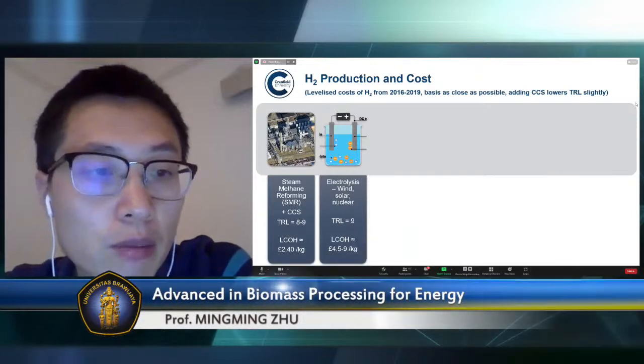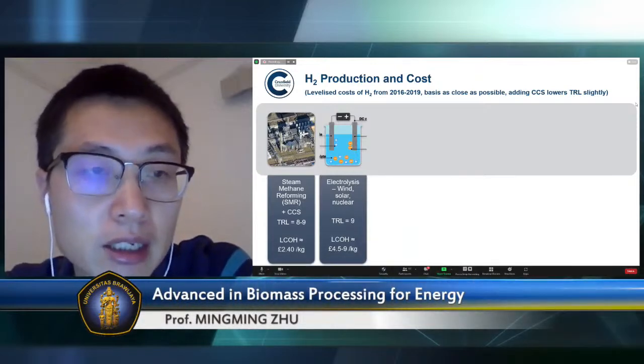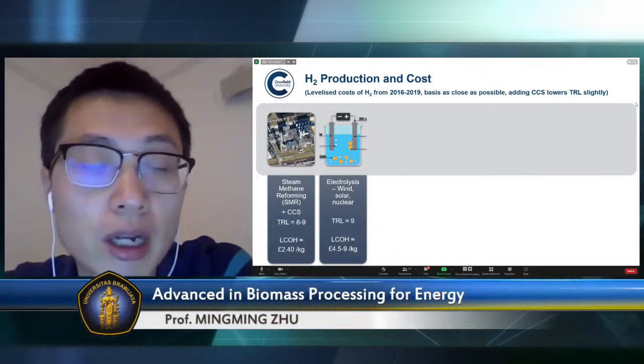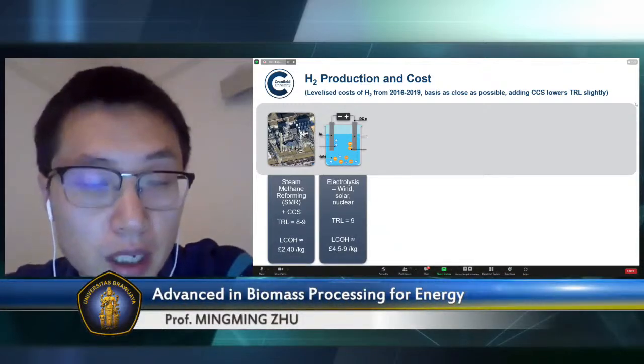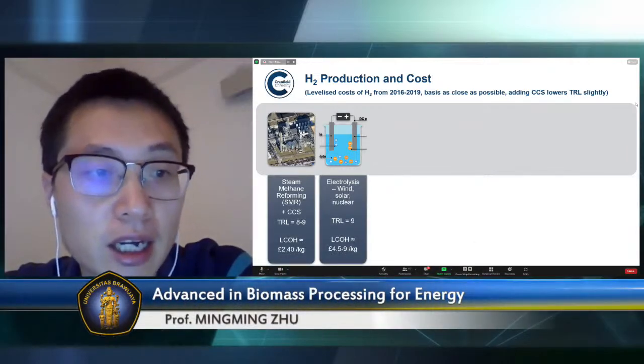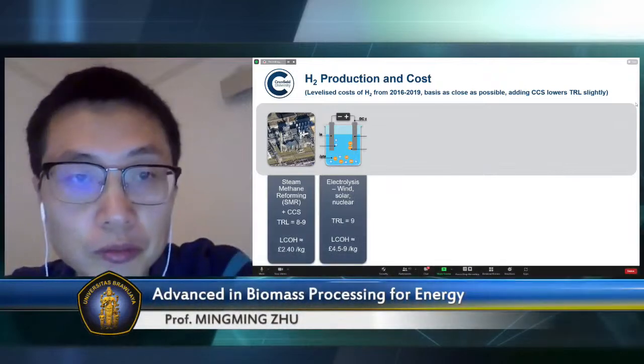And then we're talking about water electrolysis, and because of the low scale and the high cost of the renewable electricity, the production cost of hydrogen is much higher than the current methane reforming.